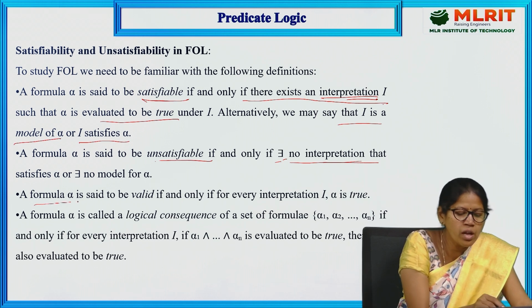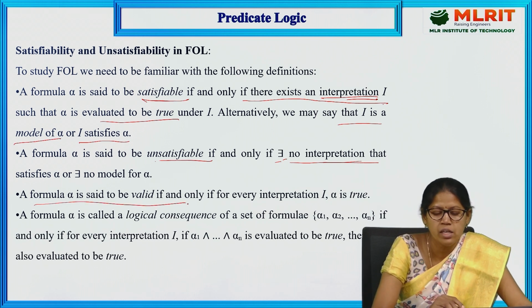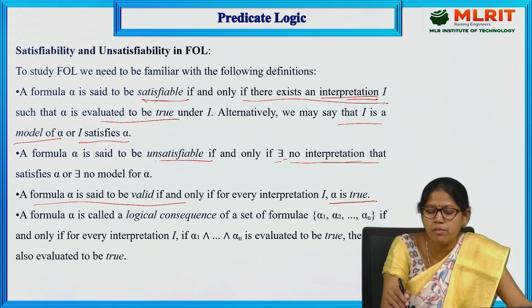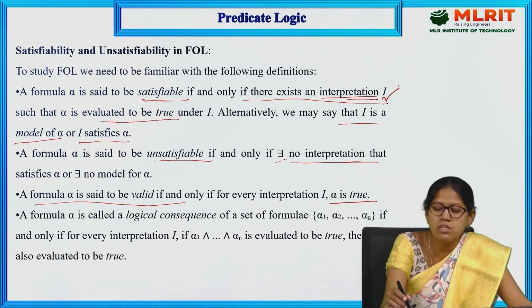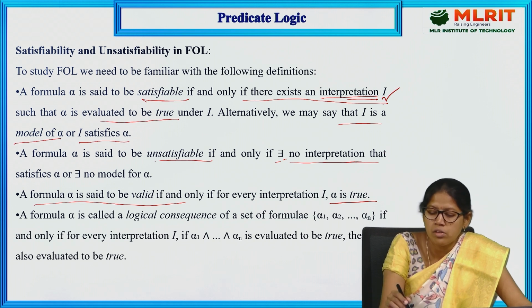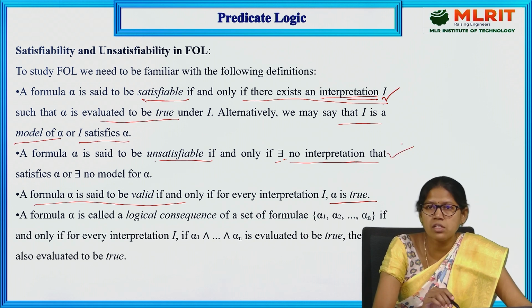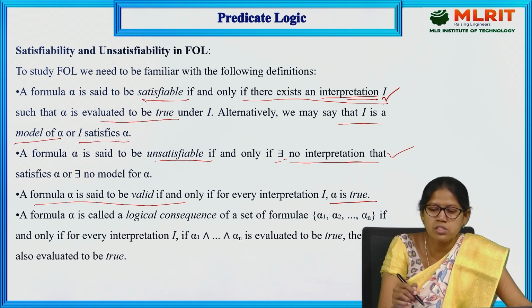Next, formula alpha is said to be valid if and only if for every interpretation I, alpha is true. If even one interpretation is true, then it is satisfiable. If there is no interpretation that says true, then it is unsatisfiable. If all the interpretations are true, then it is valid.